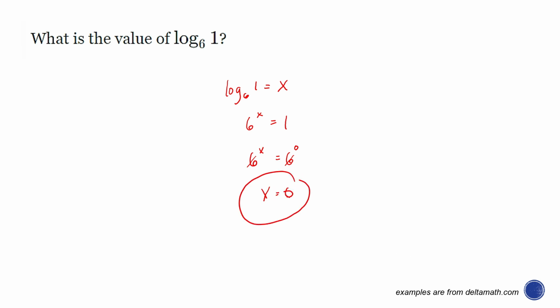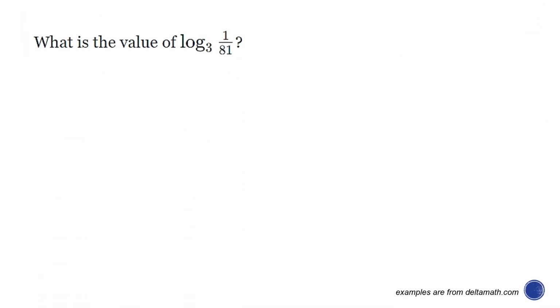All right? Let's go to the next one. This time we have a fraction. Again, I will write it like this first. Logarithm 1 over 81 equals x, which means 3 raised to x equals 1 over 81. And then you need to express 81 as a base of 3 because we have the base 3 on the left side of this equation.